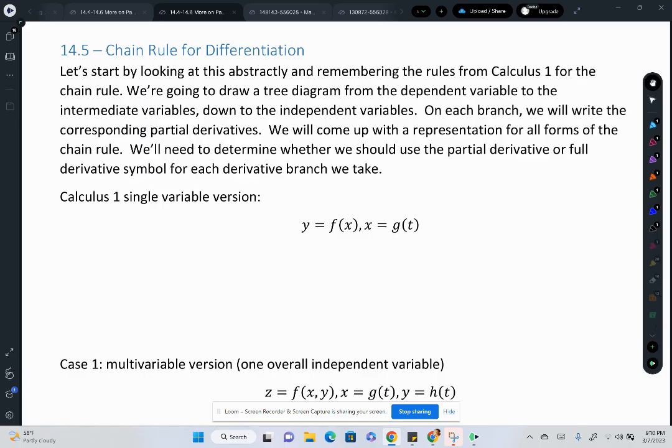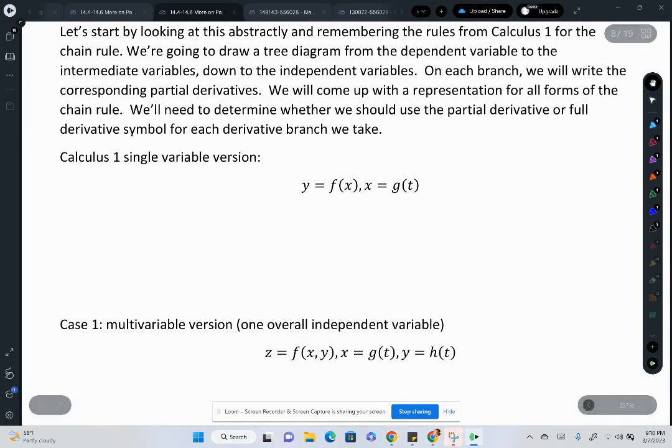So when we draw a tree diagram, we're always going to start from the dependent variable and work our way down through the middle variables and all the way down to the independent variables. And on each branch, we're going to write the partial derivatives that we need to use. And then we'll come up with a representation for all the different forms of the chain rule.